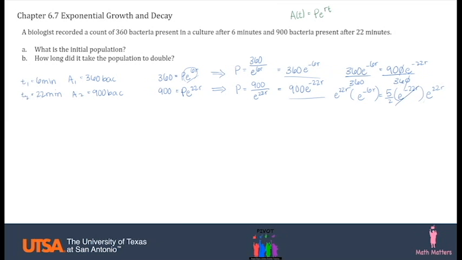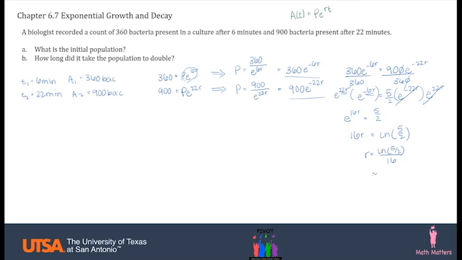then this goes away. And then we have e to the, and in this case we're going to be adding these exponents because they have the same base, and we can add them. So this becomes e to the 16r equals 5 over 2. Then we can take the ln of both sides, so we're left with 16r on the left, and then equals natural log of 5/2. So then r equals the natural log of 5/2 divided by 16.